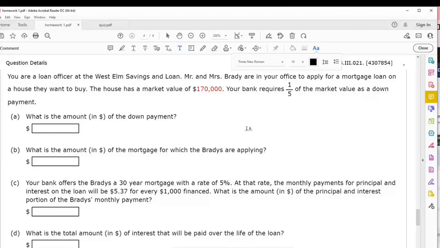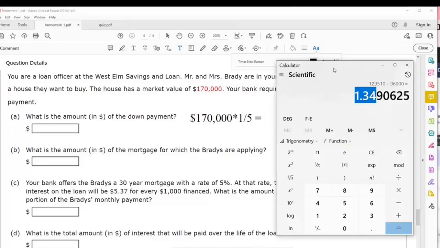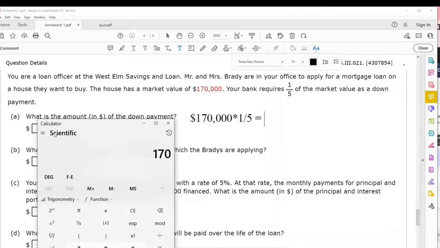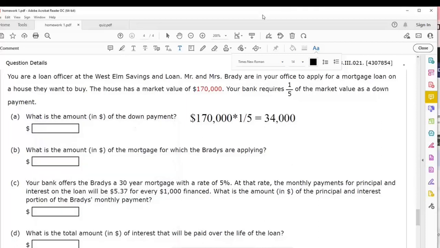The first question on this problem says, how much should their down payment be? The house is $170,000. And then it says you need 1/5 of the market value as a down payment. So you can just multiply the total cost of the house by 1/5. If you read that left to right, 170,000 times 1 divided by 5. That's 34,000. They need $34,000 for a down payment.